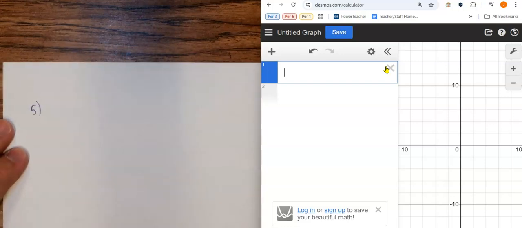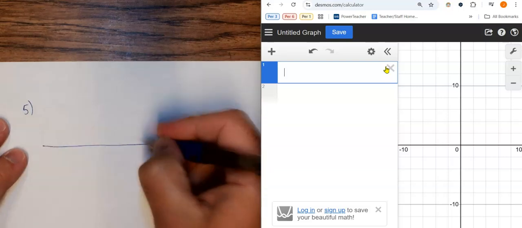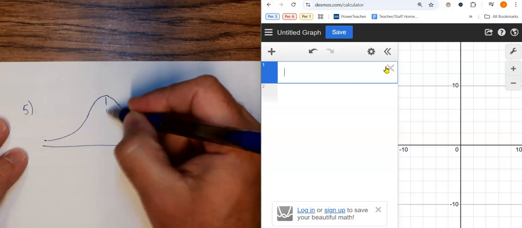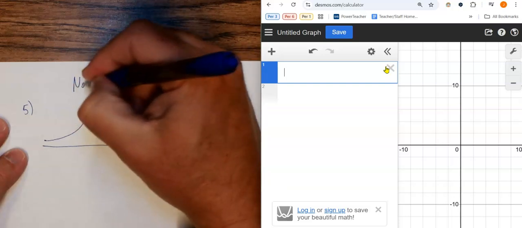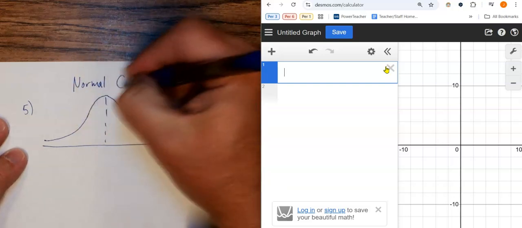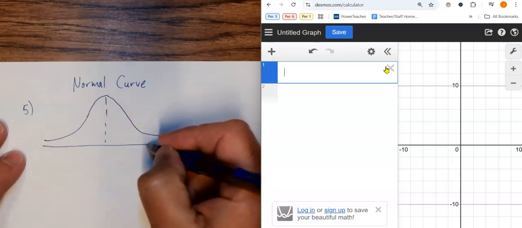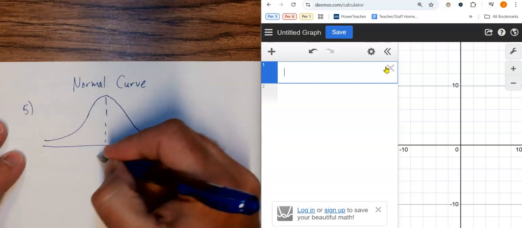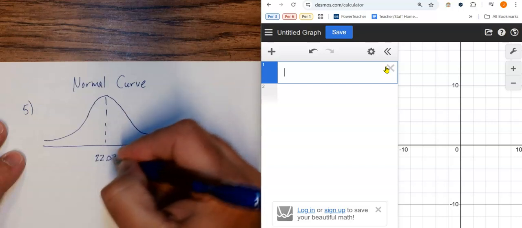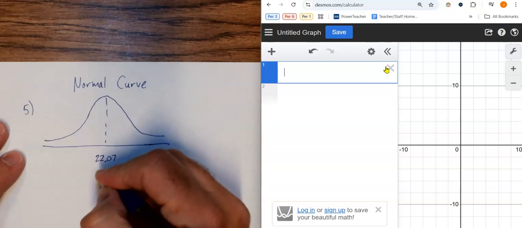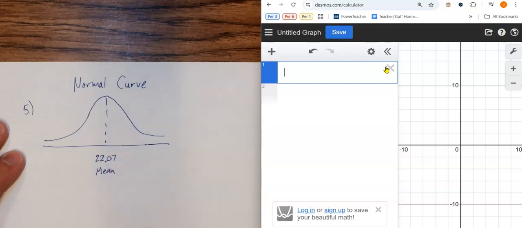Question 5. So, just so you have a visual of what we're doing, this is called a normal curve, which we talked about already when we did the chapter before. And the middle of that is the average, which in this case is $22.07. That's the average. That's the mean. It's right there in the middle.